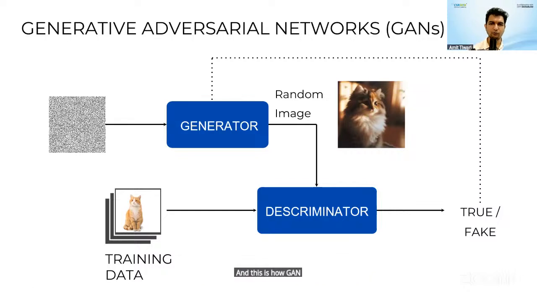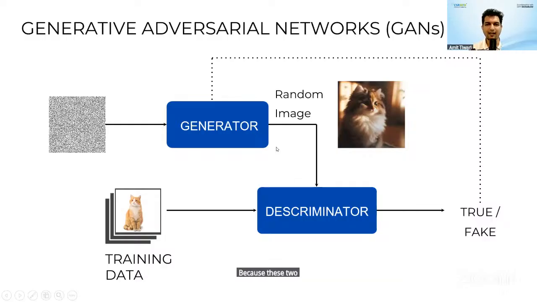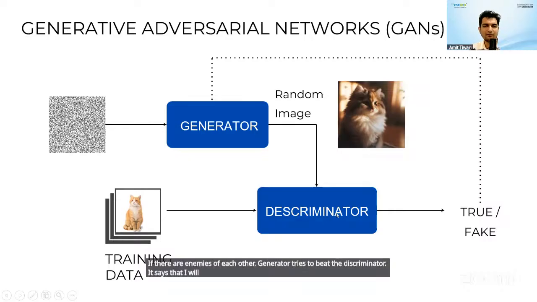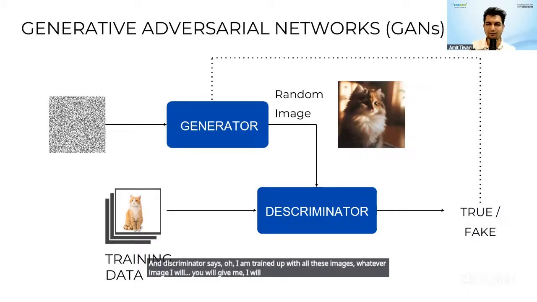So you use two networks, and that's why the full form is generative adversarial. Why adversarial? Because these two work as adversaries of each other, as if they are enemies. The generator tries to beat the discriminator. It says, I will design a perfect image that the discriminator will not be able to catch. And the discriminator says, I am trained with all these images. Whatever image you give me, I will check whether it matches or not.